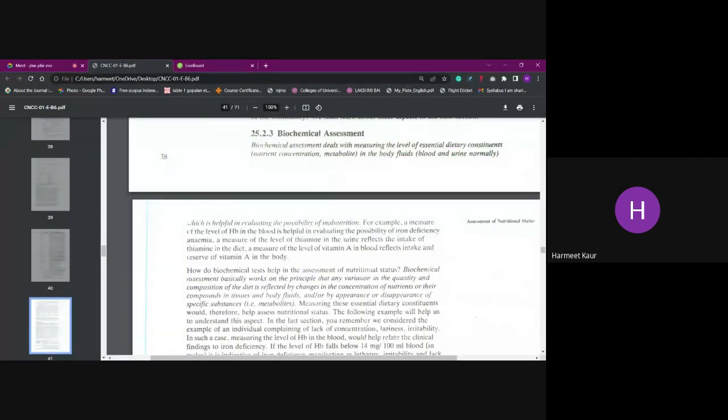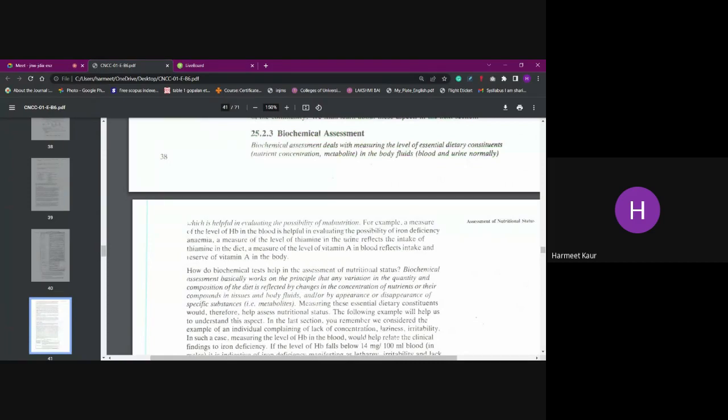But the problem with biochemical assessment, because for each method you should know what the advantages and disadvantages are. So when I talk about biochemical assessment, the problem is what? Firstly, they require a trained physician. You and I cannot go and fetch the blood of someone, right? Or analyze blood and urine samples. So for that, we need people who are very well trained, who will help with taking out the blood and urine samples and then doing the analysis.